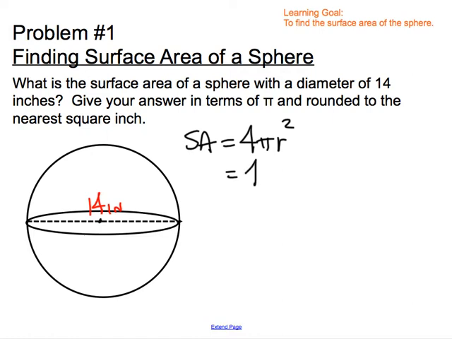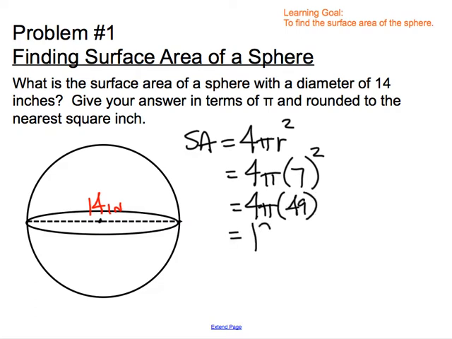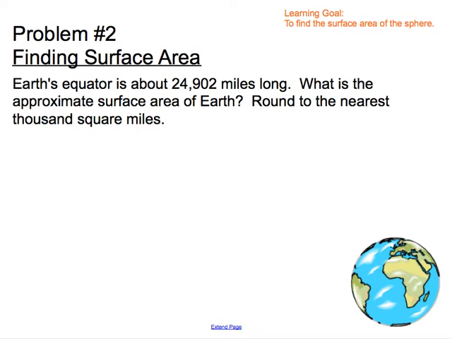So in this case, we have 4 times pi. The radius of this sphere is half the diameter, so we have 7 inches, and we want to square that. So 7 times 7 is 49, so we have 4 times pi times 49. So this is going to be 196 times pi square inches. And if we multiply 196 times pi, to the nearest square inch, we find that this is about 616 square inches. So one more example.